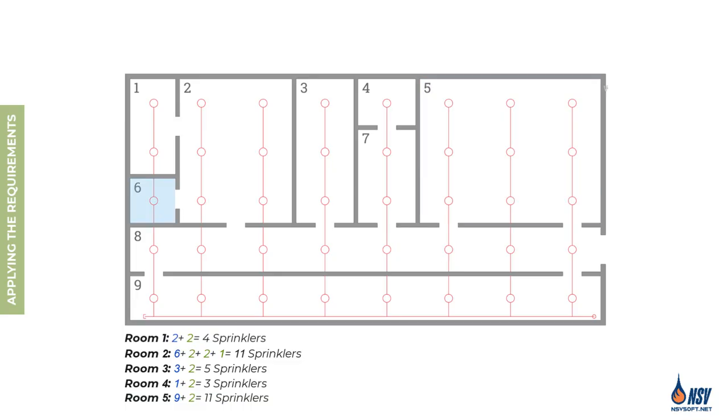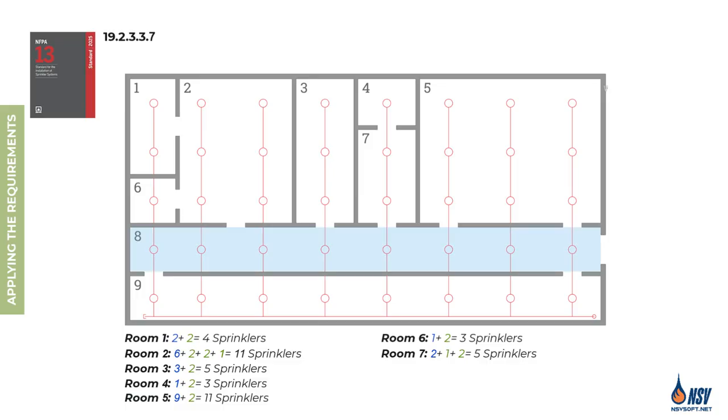For room 6, we include 3 sprinklers in the design area, and for room 7, we include 5 sprinklers. In our example, room 8 is a corridor. According to Section 19.2.3.3.7, when a corridor in a light hazard occupancy is protected by a single row of standard spray sprinklers with unprotected openings, the design area must include all sprinklers in the corridor, up to a maximum of 5.